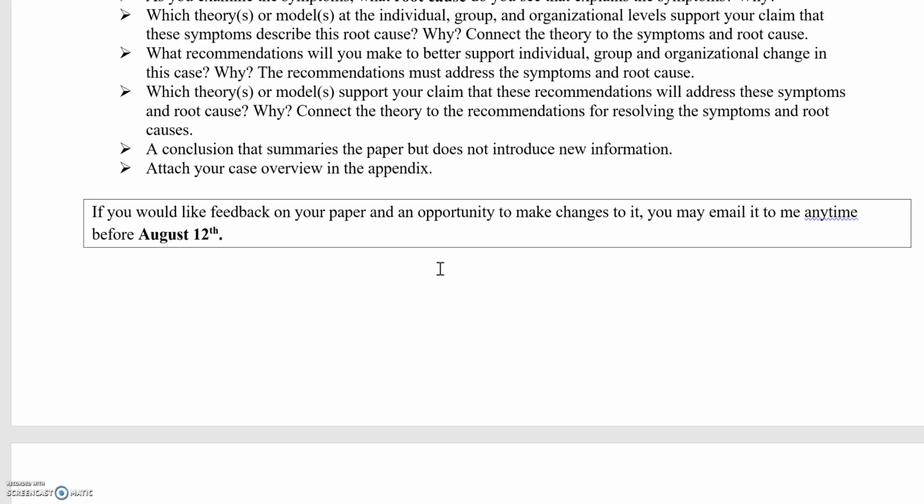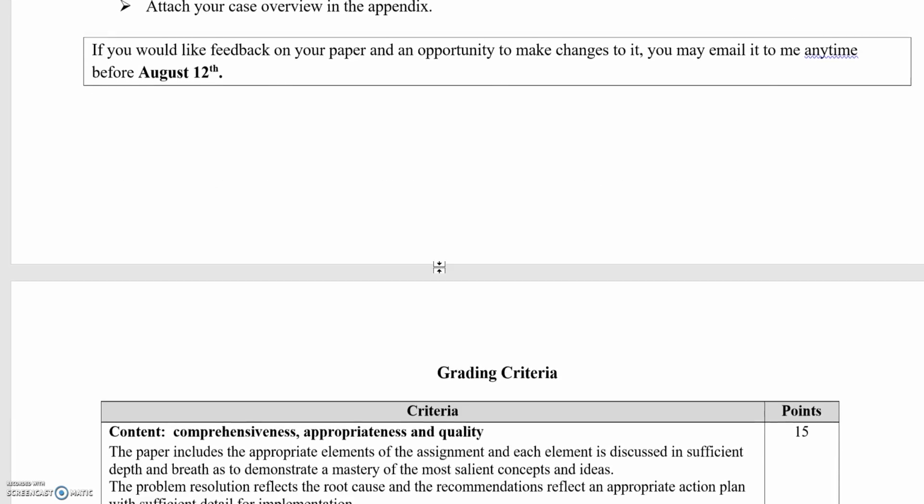Now, if you want feedback on your paper and you'd like an opportunity to make changes to it based on the feedback, I'm open to that. My only requirement is that you email me your paper before August 12th. That'll give me time to review the paper and give it back to you so that you have time to make any changes you want based on my feedback as well.